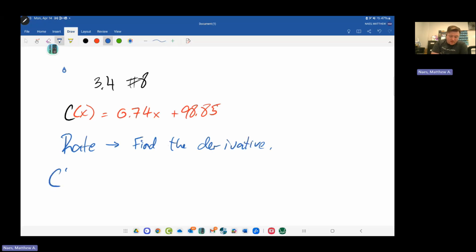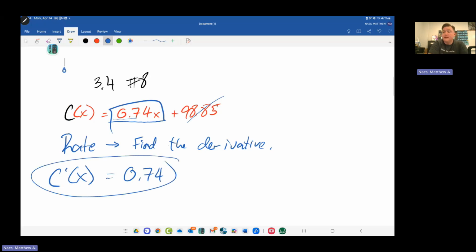So what is C prime of X? And nicely enough, since this is a linear function, we can just use the power rule where the constant is going to drop. That constant is going to go away, and the derivative of this is just 0.74. And that's it. That is your answer for that. I don't know if you had harder questions on there. If you had questions that involve more than just a linear function, then you'd have more as your answer. But really, it's just find the derivative.